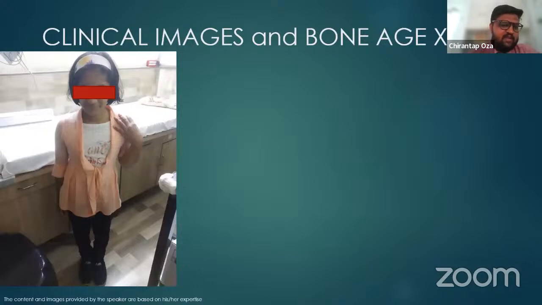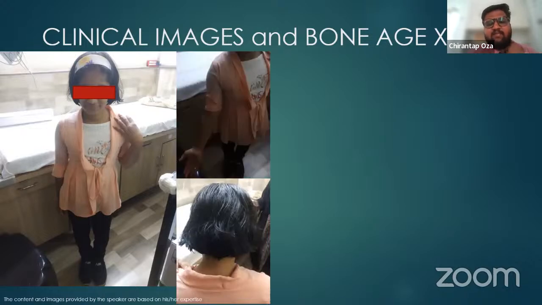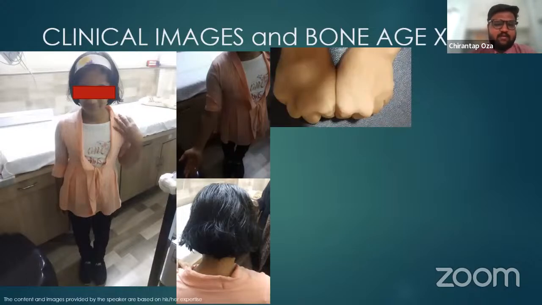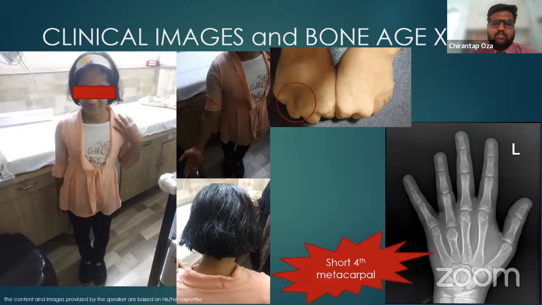As we can see, for a 13-year-old, the girl is really short. The low posterior hairline can be seen. There is increased carrying angle, that is, cubitus valgus is present. As we can see in this image, there is dimpling on the fourth knuckle. And this is the bone age X-ray of the child, where we can see that the fourth metacarpal is really short.